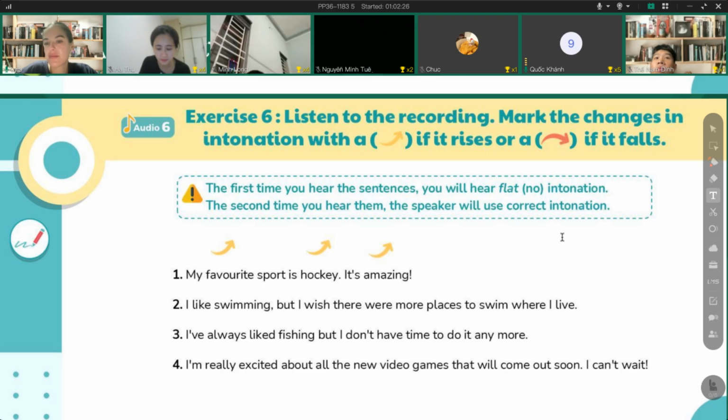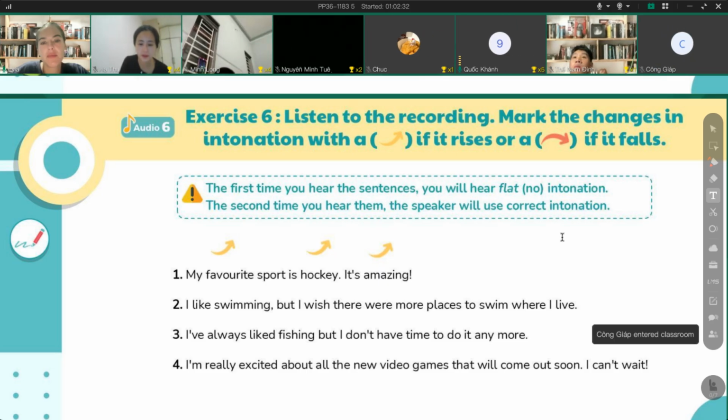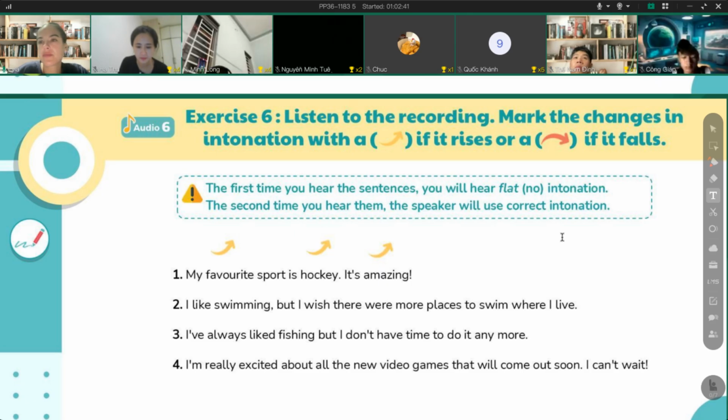I like swimming. But I wish there were more places to swim where I live. Okay, and now with the correct intonation. I think swimming. I couldn't hear the second attempt. Please read it again.